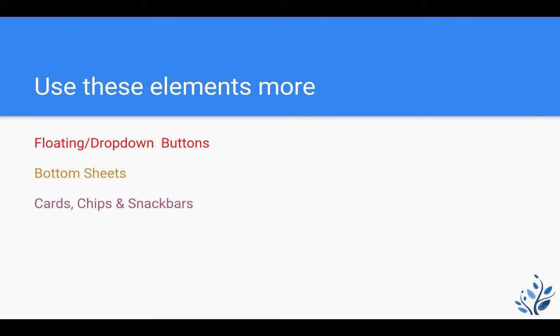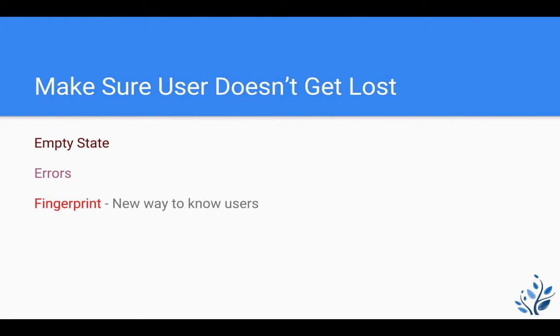These are the common sets of elements when it comes to material design. It's floating, it's drop down, it's bottom sheets, it's cards, it's chips, and everything in between. There are uses and means to use all this in a more precise manner. The user would love to play with your app, but make sure the user doesn't get lost. When there is no data, display a meaningful message, display some kind of interesting images, and let the user know what he is supposed to do next. Even when you are displaying error messages, be as friendly as possible.